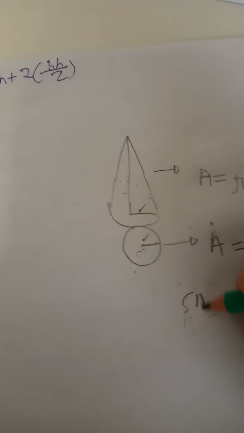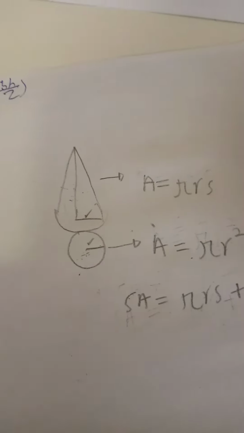So the surface area is the sum of these areas. So it's pi r l plus pi r squared.